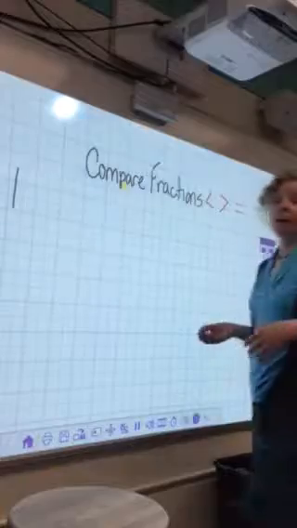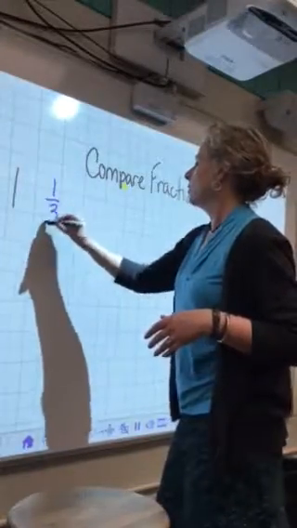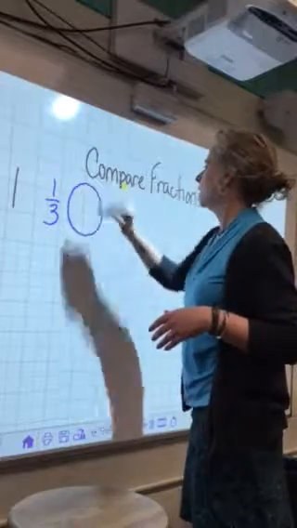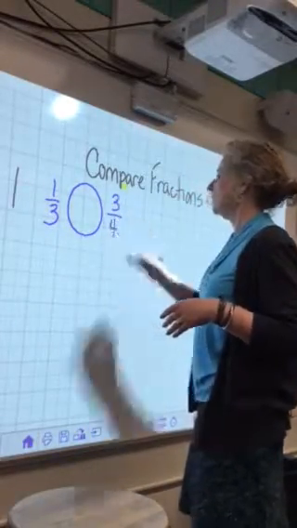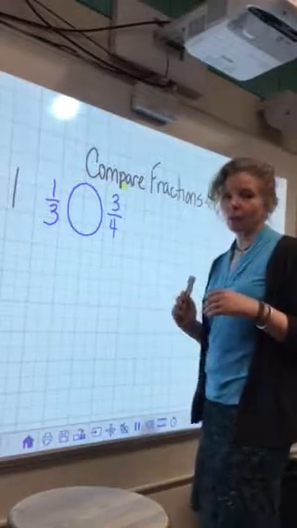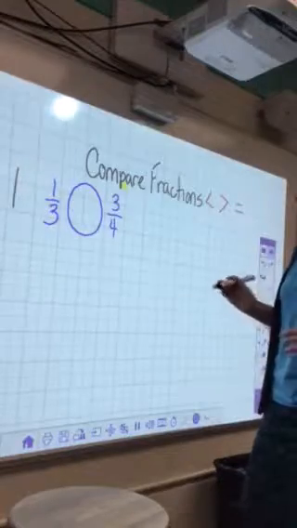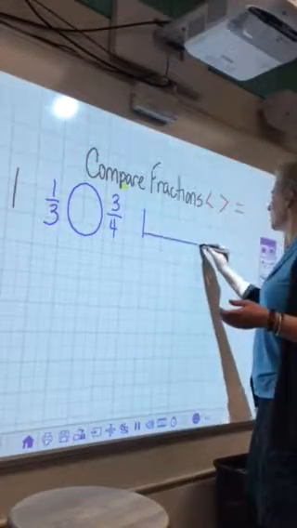So on the graph paper, I'm going to give you problems like this. And you have to figure out if 1/3 is greater than or less than 3/4. And this is what I want you to do. I want you to make your number line.